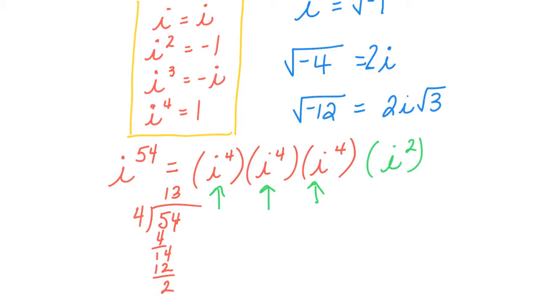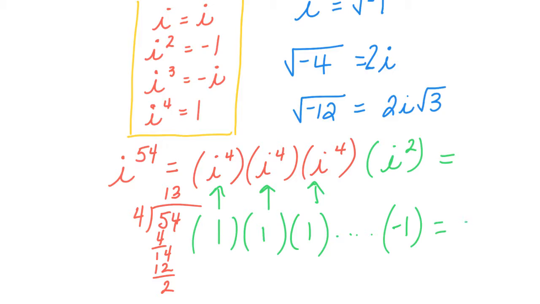So I know this answer is going to be 1 times 1 times 1, 13 times, times -1, so my answer is just -1. So I just tell my students, hey, go to where the remainder is. That remainder was at 2. Go to the second one, i squared, and your answer will be that, -1.